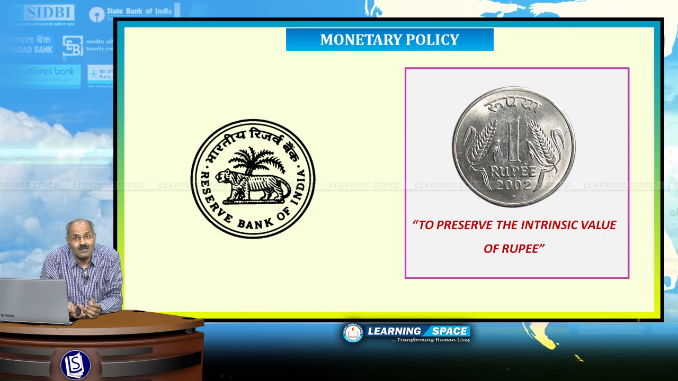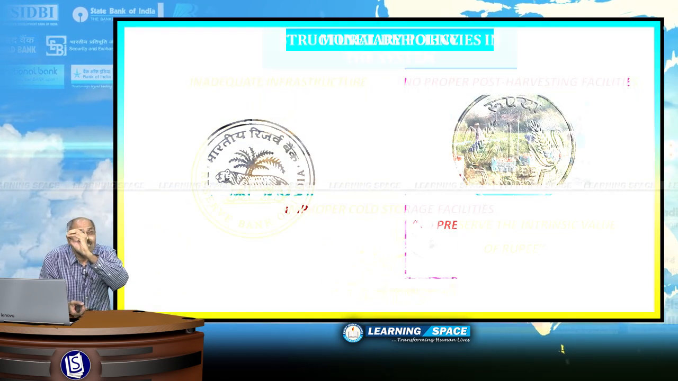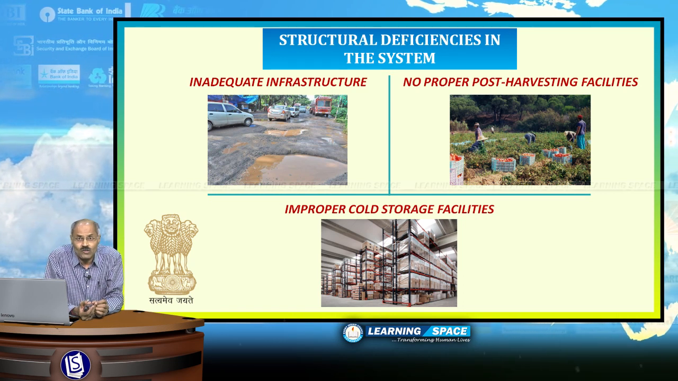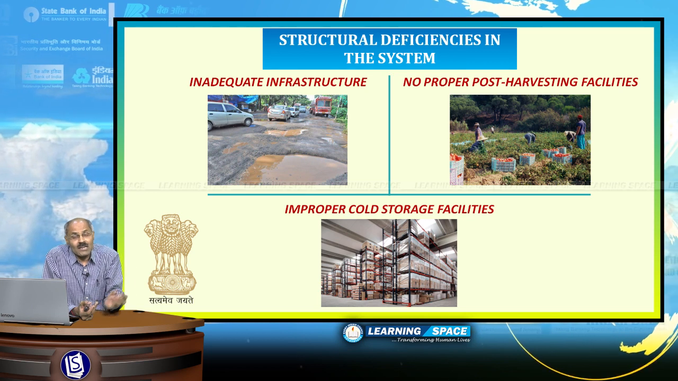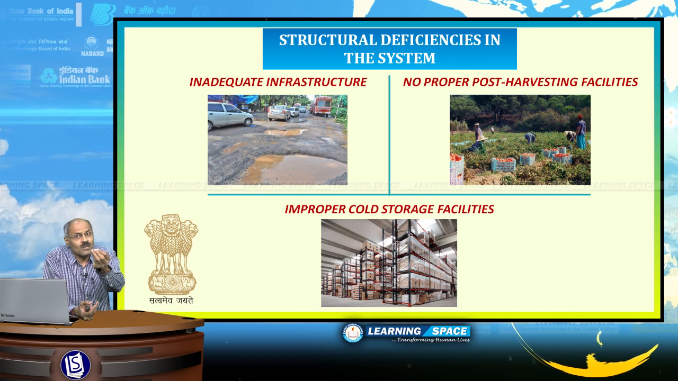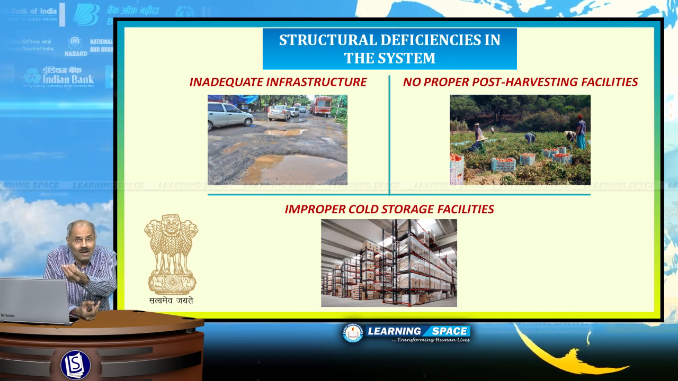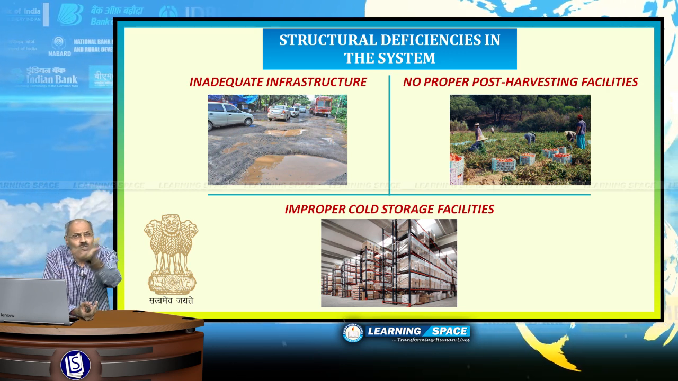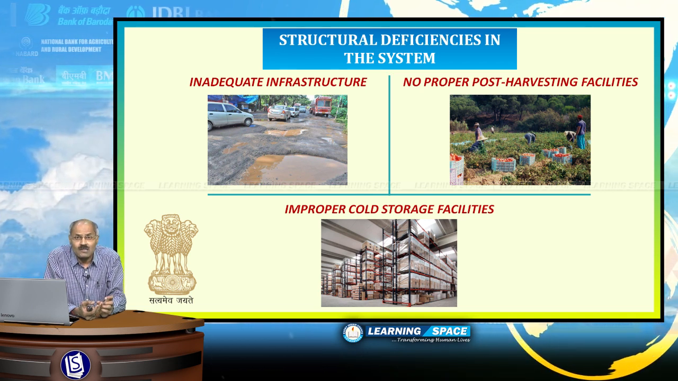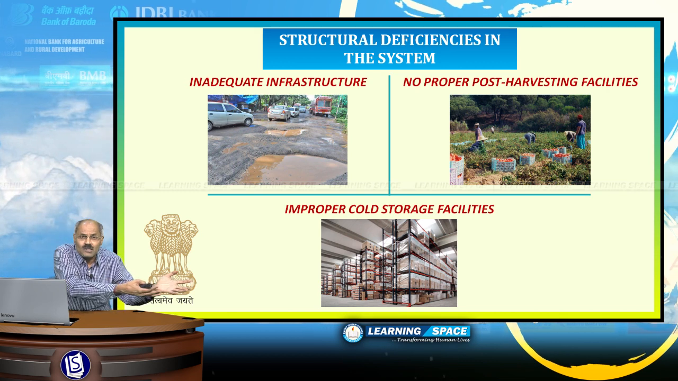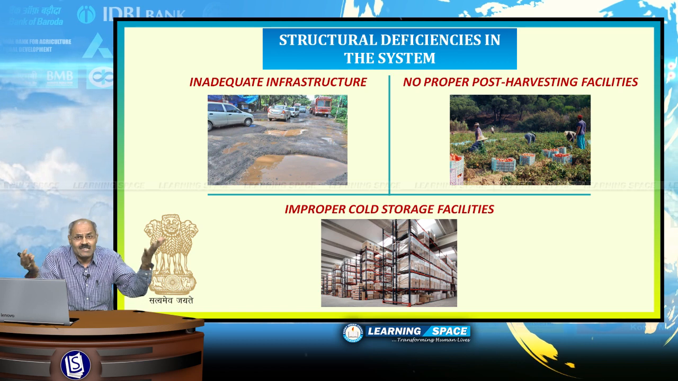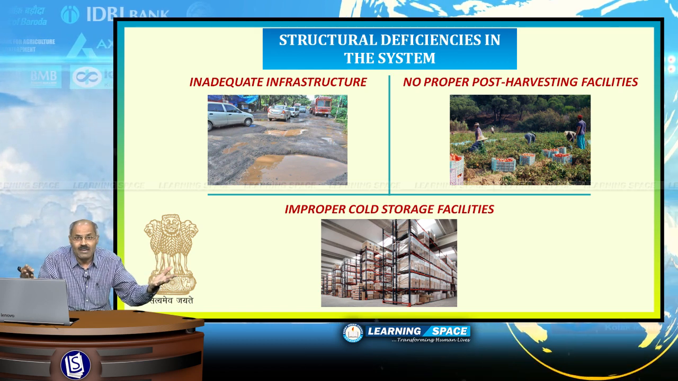Please don't forget. And what is meant by structural deficiencies in the system? Lack of infrastructure. That is inadequate infrastructure. In India, around 30 to 40% of vegetables and fruits are lost because there is no cold storage facilities. And many times farmers throw tomatoes on roads because there is no cold storage facility and marketing is also not properly available in this country.